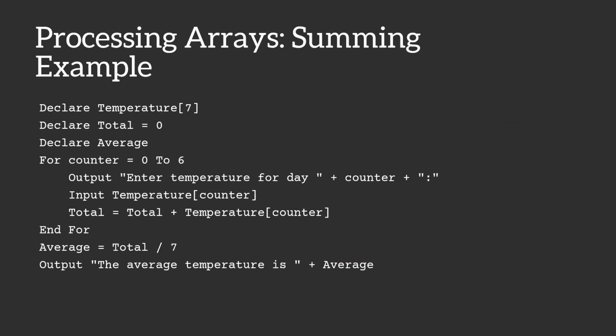Now, once we have all our values stored, we probably need to do something with them, like calculate maybe an average or something like that. So here's an example of that pseudocode. Let's walk through what's happening here. We declare, of course, the temperature array that's holding what? 7 values. And then we initialize the variable total to equal 0. Then this loop is going to run 7 times.